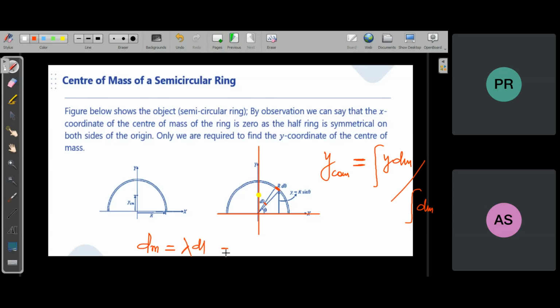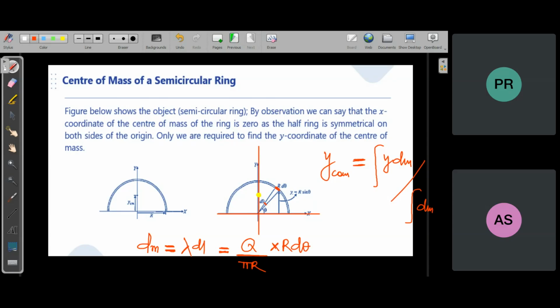First of all, lambda will be given to you in the question. If suppose lambda is not given, charge on the ring is given, then you can do charge by total length of the ring. Because it is a half ring, total length will be pi r. This is lambda, charge by total length, into dl. What is dl? dl is length of the element. What is the element? Element is a small arc. What is the length of the arc? It is r d theta. Understood? This is how you will find dm. Then you will substitute this dm in this equation, and you can see dm is a function of theta, not y.